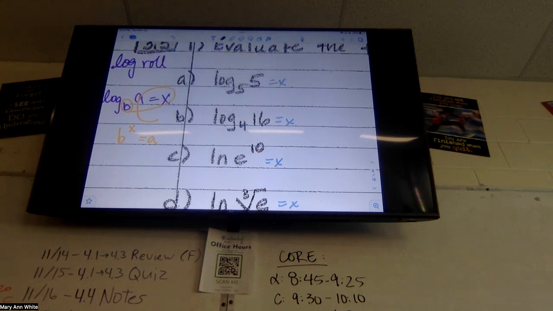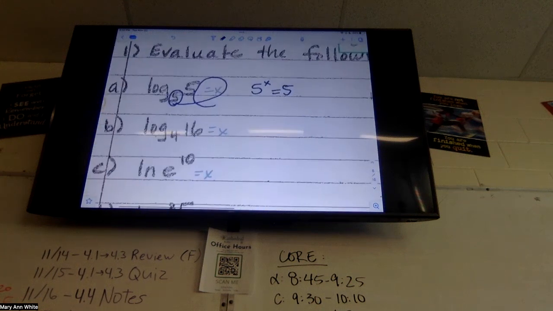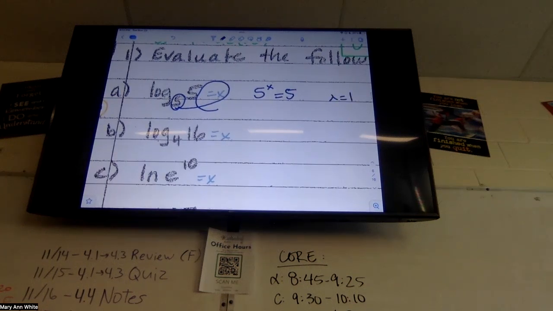I'm going to start at my base. So the first one, my base is 5. I'm going to wrap around from 5 to x and then finish through 5. So the exponential form of this is going to be 5 raised to the x equals 5. When I do my log roll, I get rid of the log. I don't need to write my log anymore. It's just a new exponential form. Now I see an equation that says 5 raised to the x equals 5. 5 raised to what power gives you 5? 1. Awesome. That was easy. It's a lot easier to see what my answer is when we roll it around like that.